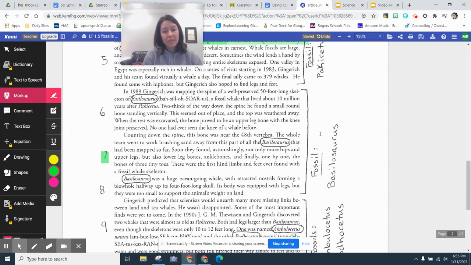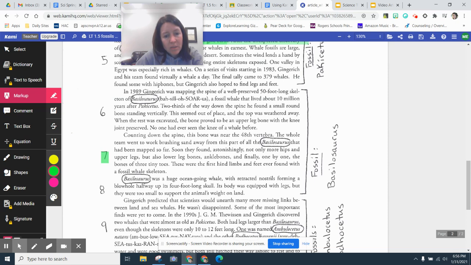All right, paragraph 6. Notice paragraphs 6, 7, and 8 are all about, you can see on the right-hand side, Basilosaurus. So in 1989, Gingrich was mapping the spine of a well-preserved 50-foot-long skeleton of Basilosaurus, a fossil whale that lived about 10 million years after Pakicetus. Two-thirds of the way down the spine, he found a small round bone standing vertically. This seemed out of place, and the top was weathered away. When the rest was excavated, the bone proved to be an upper leg bone with the knee joint preserved. No one had ever seen the knee of a whale before.